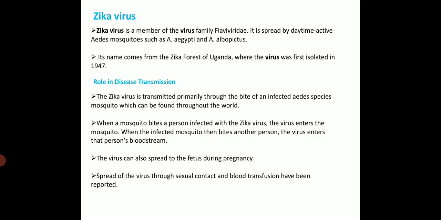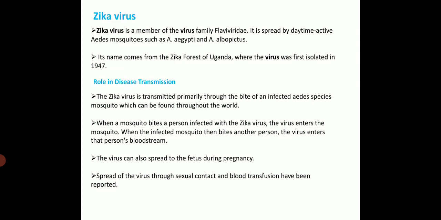So next one, that is the Zika virus. Zika virus is a member of the virus family Flaviviridae. It is spread by daytime active Aedes mosquitoes, such as both Aedes aegypti and Aedes albopictus. The name is derived from the Zika forest of Uganda, where the virus was isolated in 1947. So the role in disease transmission: it is primarily through the bite of an infected Aedes species mosquito, which can be found throughout the world.